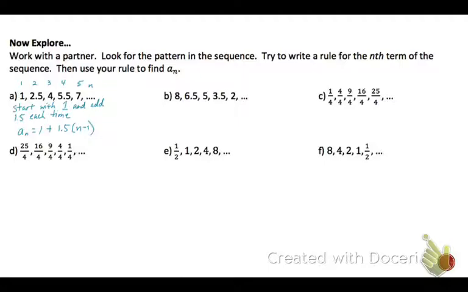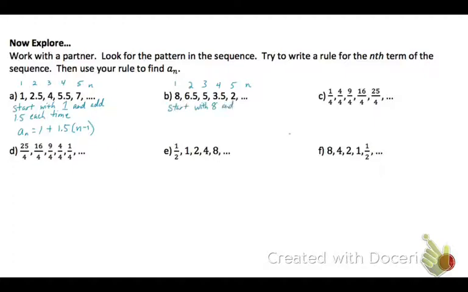So we started at 8, down to 6.5, down to 5. So now we are decreasing by 1.5 each time. I'm going to write my position numbers just so I have them in my head. And what I notice is that I decrease my term by 1.5 each time, or 1 less than the position number.